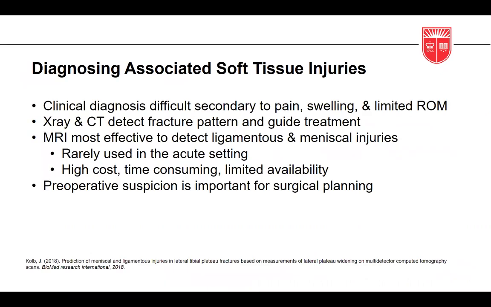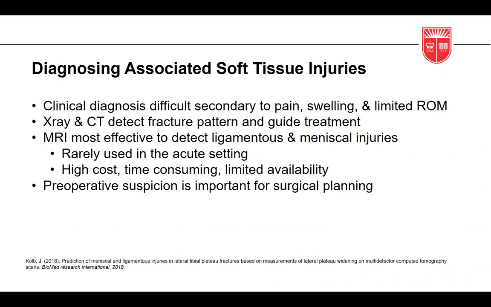So how do we diagnose these soft tissue injuries? Clinical diagnosis is often difficult given the amount of pain, swelling, and limited range of motion in these fractures. X-ray and CT scan detect fracture patterns, but have not classically been used to diagnose soft tissue injuries. MRI would be the most effective way to diagnose ligamentous and meniscal injuries.